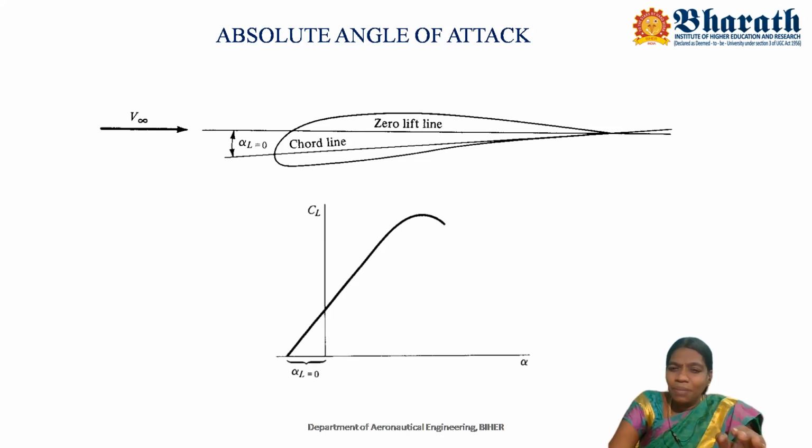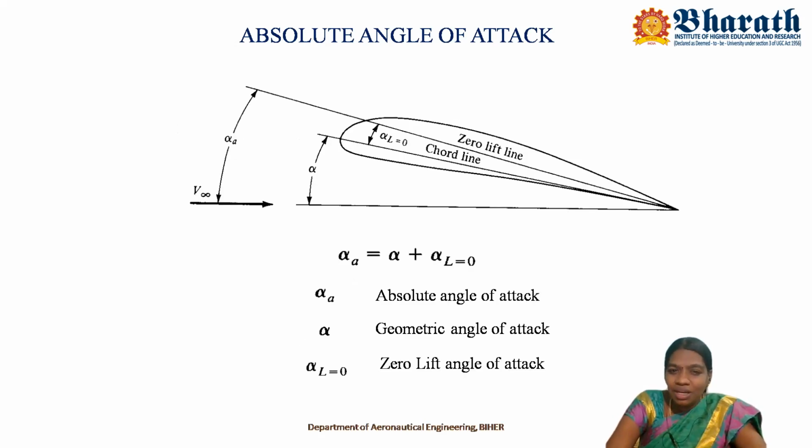By setting the airfoil at zero lift condition, when you draw a line through the trailing edge and parallel to the relative wind direction, that line is called the zero lift line. And the angle between the chord line and the zero lift line is nothing but the zero lift angle of attack. So now look at this figure.